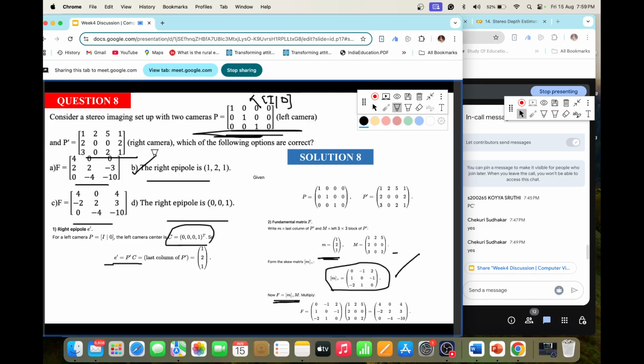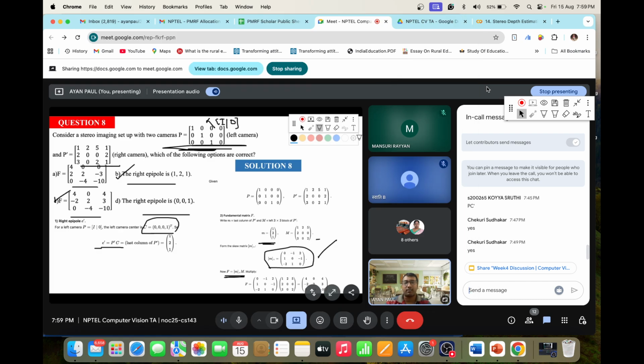And here 404 minus 223 and 0 minus 410 is the fundamental matrix. So you got the right epipole, and you got the fundamental matrix. Is it clear? B as well as C is the correct answer here.